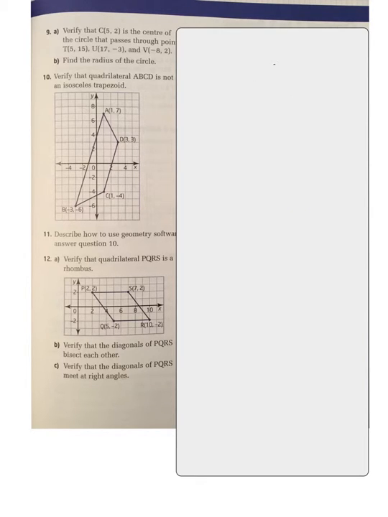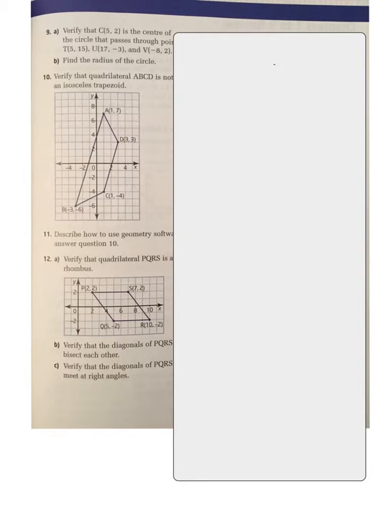Question 10, verify that ABC is not an isosceles trapezoid. So I think we're going to assume it is a trapezoid, but still we're going to have to find the slope of this line, the slope of that line, and then to prove it's not isosceles, you need to prove that that length does not equal that length. And then you've proved it, because the question says it is not an isosceles trapezoid.